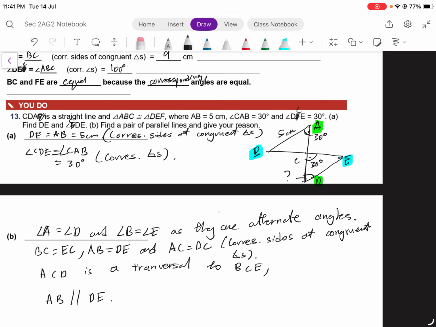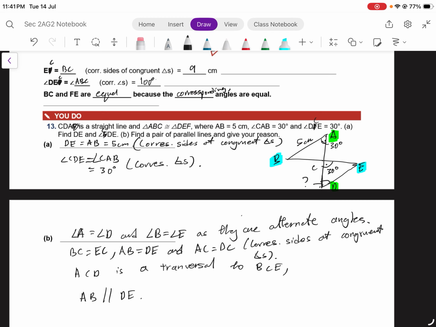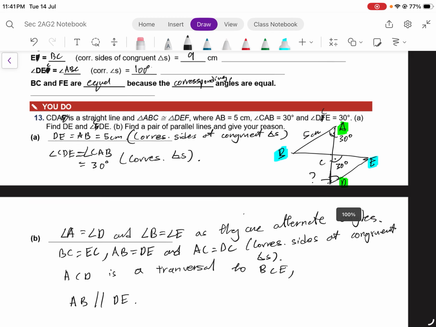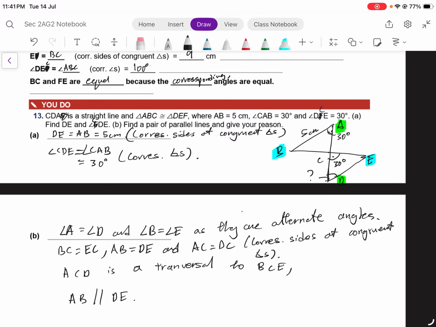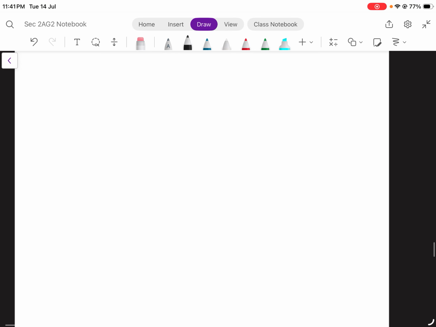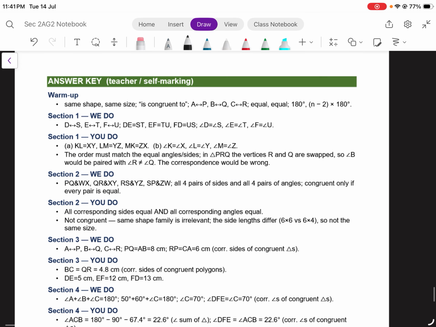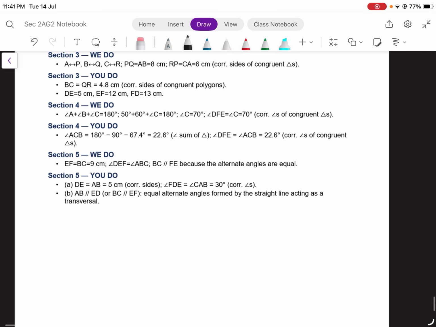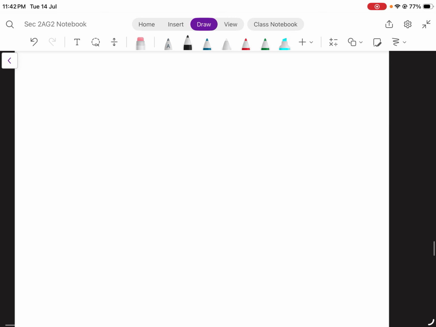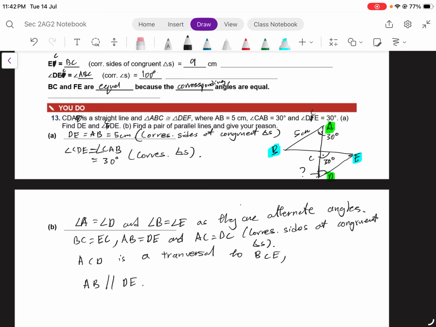Now don't worry about this type of question. They rarely come up. In fact, congruency, we don't really see it much for N level. This is a bit of proving, and right now they don't really test proving a lot, so you don't have to worry about this. Once this is done, we need to prove the corresponding angles, the transversal and equal alternate angles, so that we can prove that AB is parallel to DE.